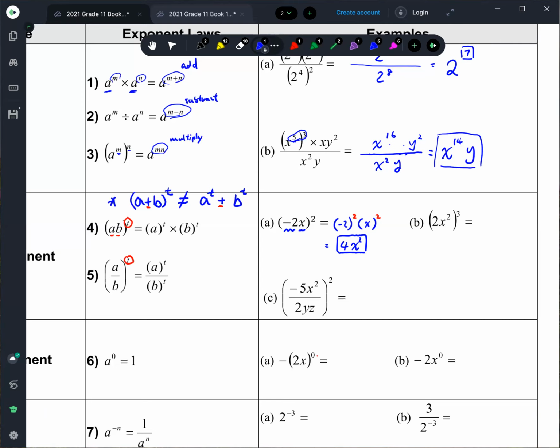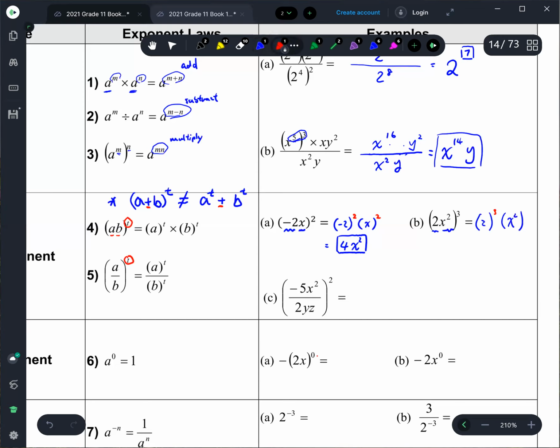Okay, so you need to check how many things are inside. For question B, you have 2 and x squared, 2 things. Both of them get the exponent of 3. But we're not done here, so please simplify this. And Angeline, when you finish this one, please tell me your answer.